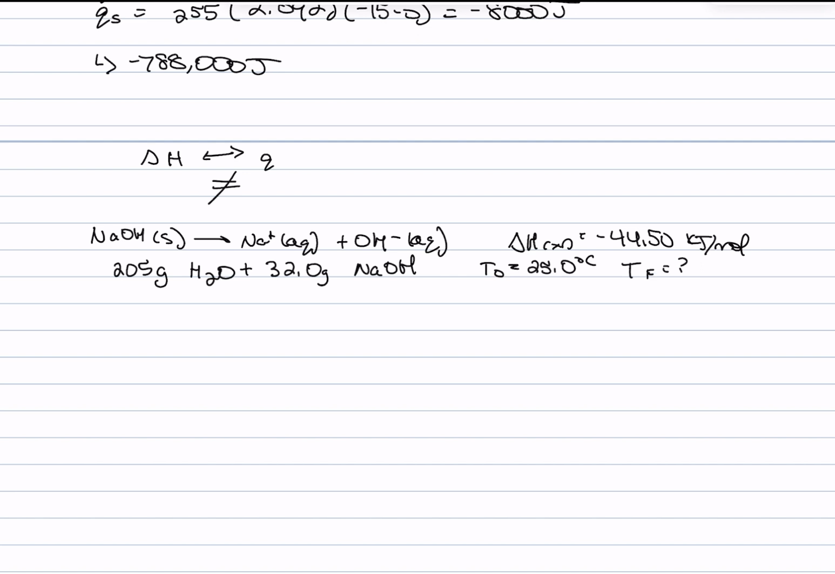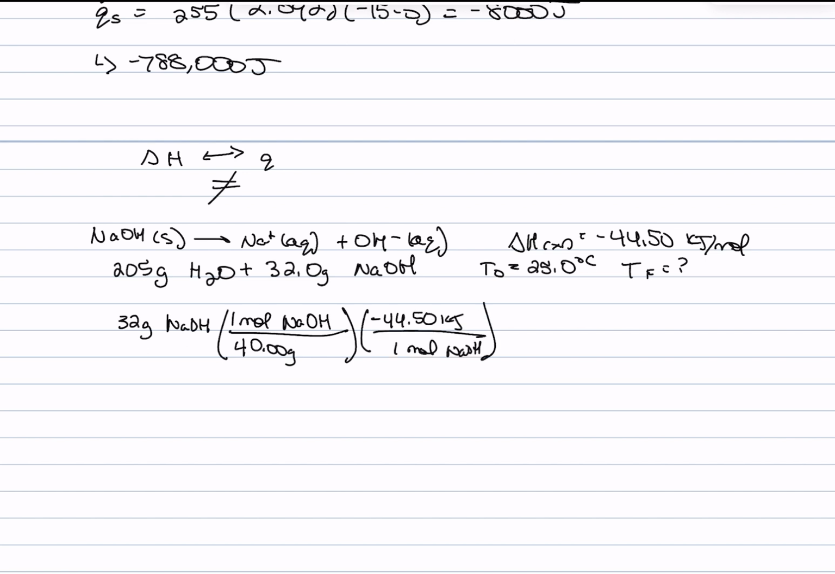So water itself is not involved in the reaction, and so we want to use the limiting reactant, which is the NaOH. So we can multiply the 32 grams of NaOH by 1 mole of NaOH over 40 grams and multiply that by the delta H of negative 44.5 kilojoules per mole NaOH. So the grams and moles NaOH end up canceling, and so we get negative 35.6 kilojoules.